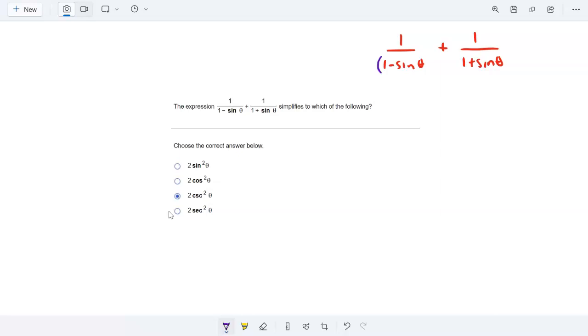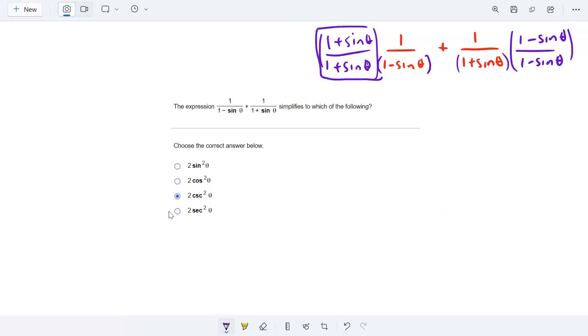And what I mean by this: the fraction on the left, the denominator is 1 minus sine theta. So I'm going to multiply this one, top and bottom, by 1 minus sine theta. The fraction on the right, the denominator is 1 plus sine theta, so I'm going to multiply this top and bottom by 1 plus sine theta. And the reason that we can do this, if I look at this 1 plus sine theta side, 1 plus sine theta over 1 plus sine theta, the numerator and the denominator are the same, so that fraction is equal to 1. So essentially we're just multiplying by 1.